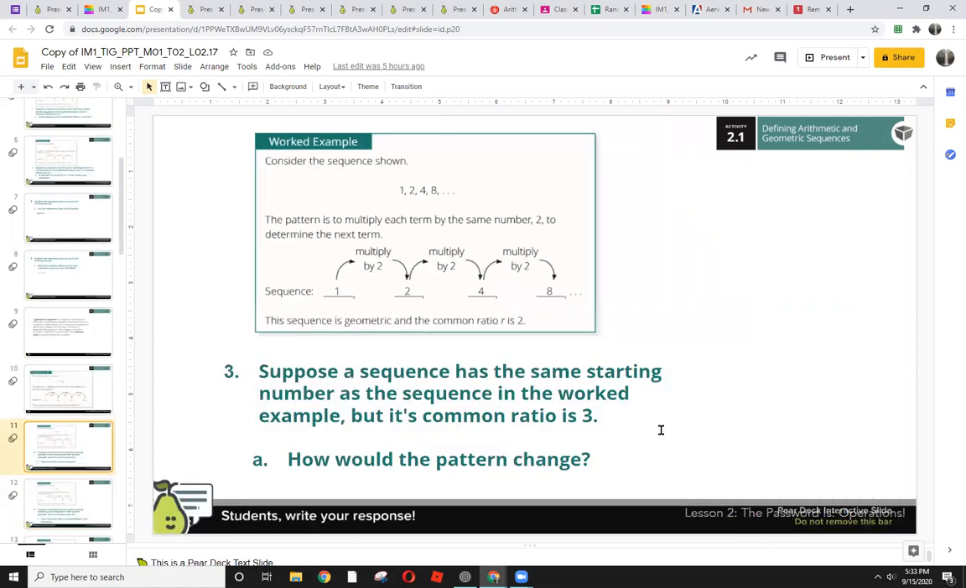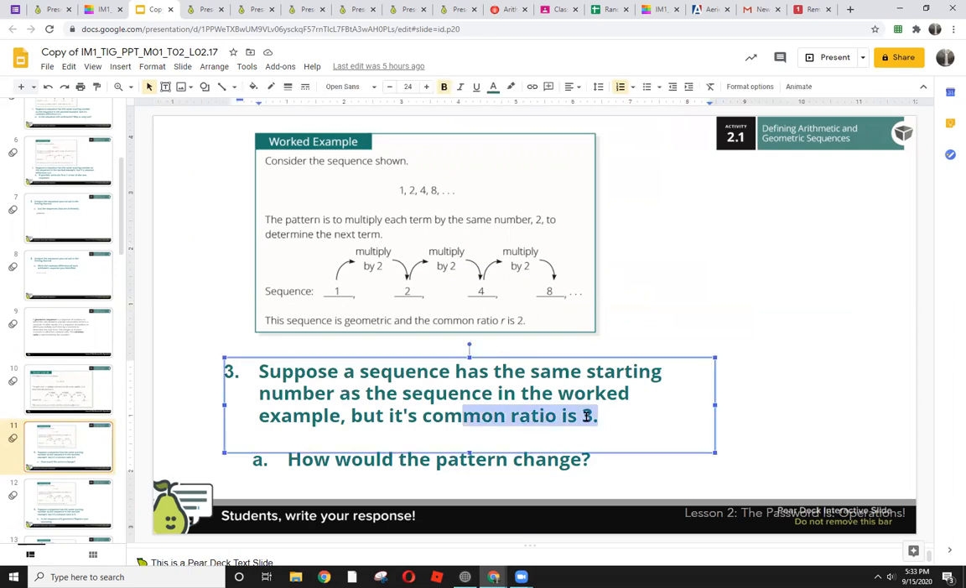Okay, number 11, how will the pattern change? So instead of multiplying by 2, we multiply by 3. Well, it's going to increase a lot faster, because now we're multiplying by 3 instead of by 2. So instead of 1, 2, 4, 8, it would be 1, 3, 9, 27. So notice how the numbers are getting bigger faster.